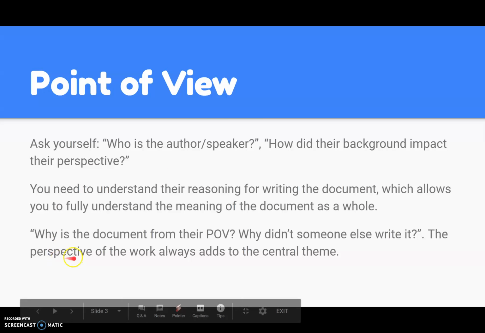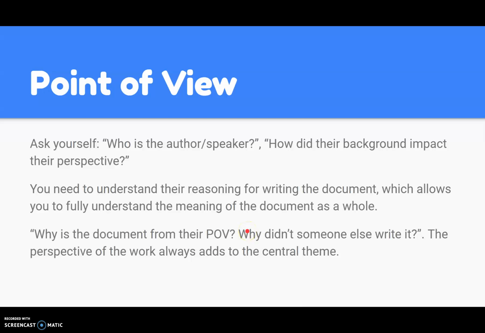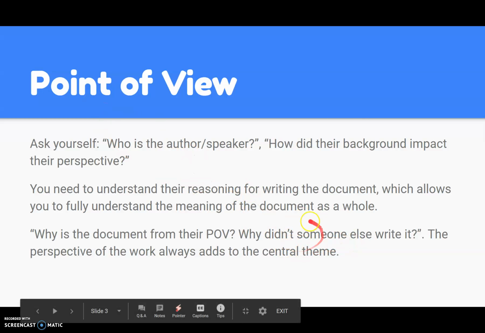This is why you also ask, why is the document from their point of view? Why did the scientist write it? Well, they're probably studying that field of science and they found something really important. Why didn't someone else write it? Because only that person could write about it. Only through their perspective can we see the purpose of the actual work, the central theme.